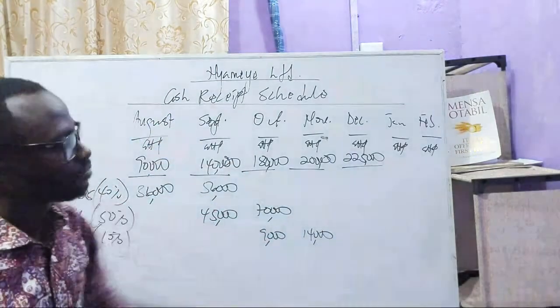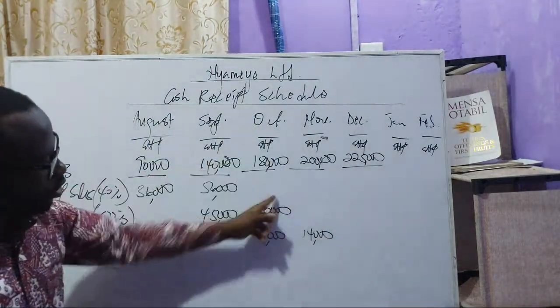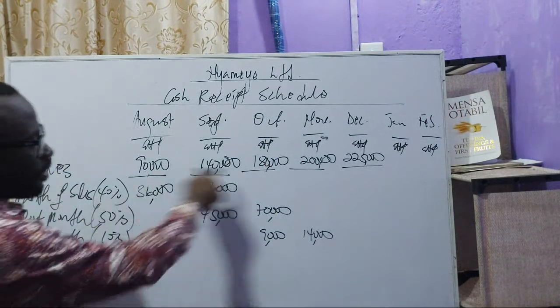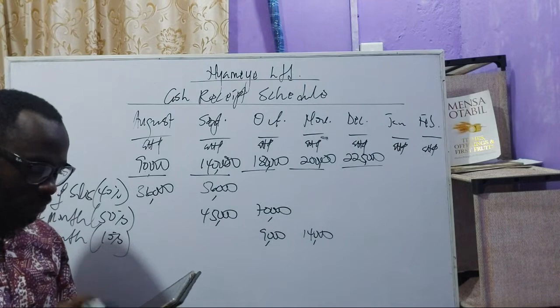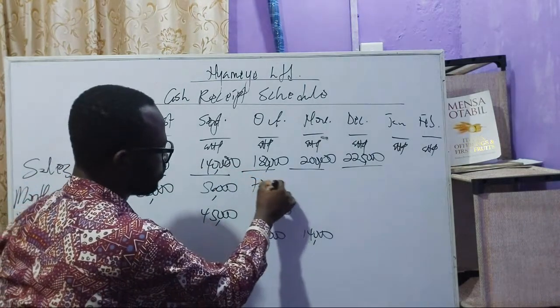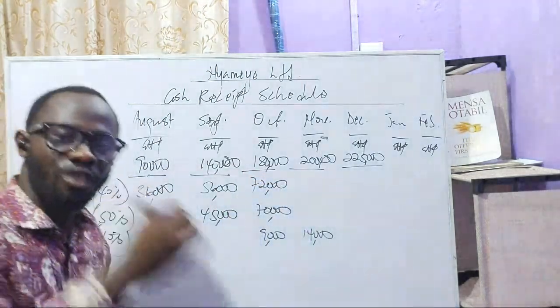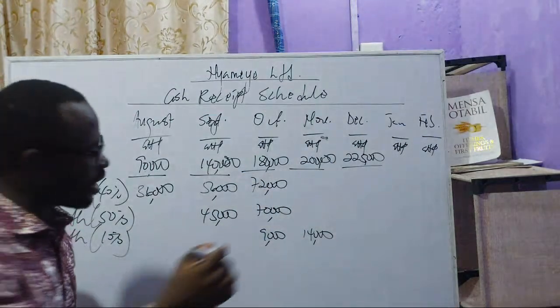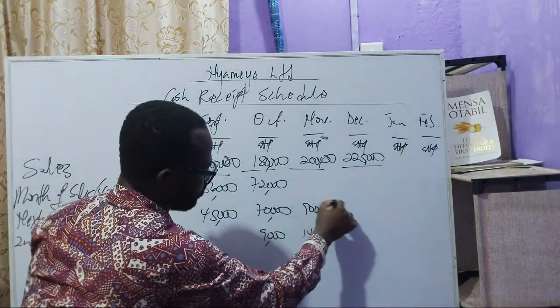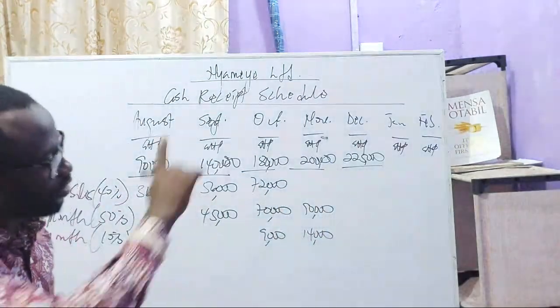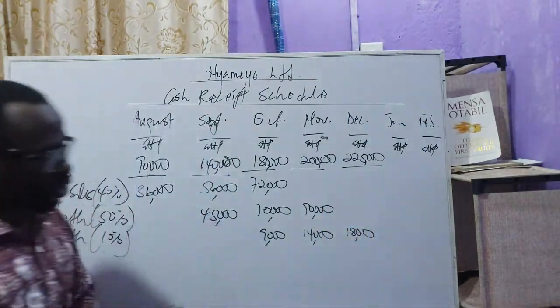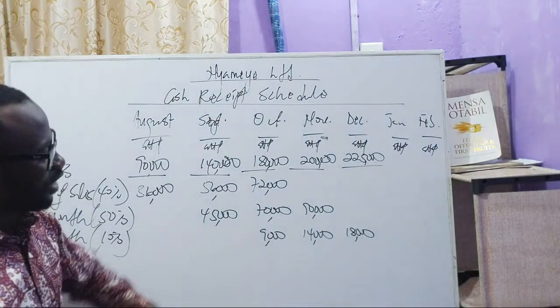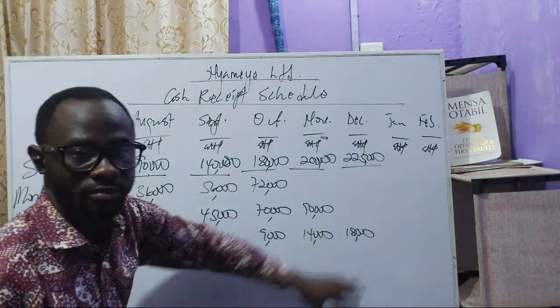We are done. Then we go to October. 40% will be received in October, so 0.4 by 180. That's 72,000. Then 50% will be received in November, that's 90,000. And then 10% will be received in December, that's 18,000. So we are done also with the October sales.